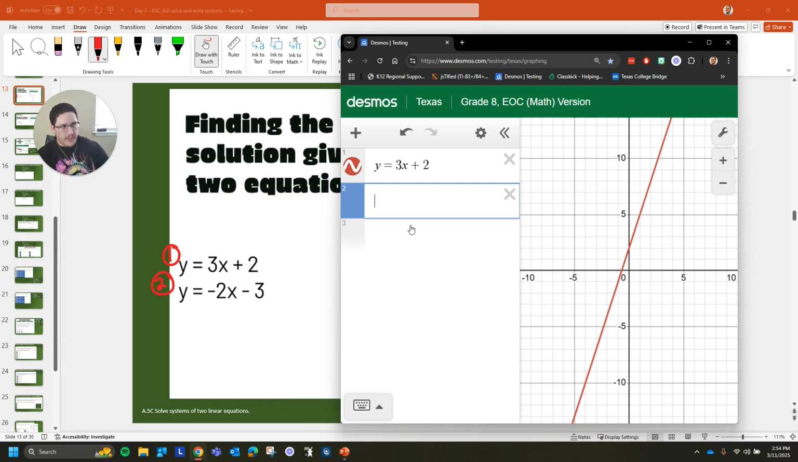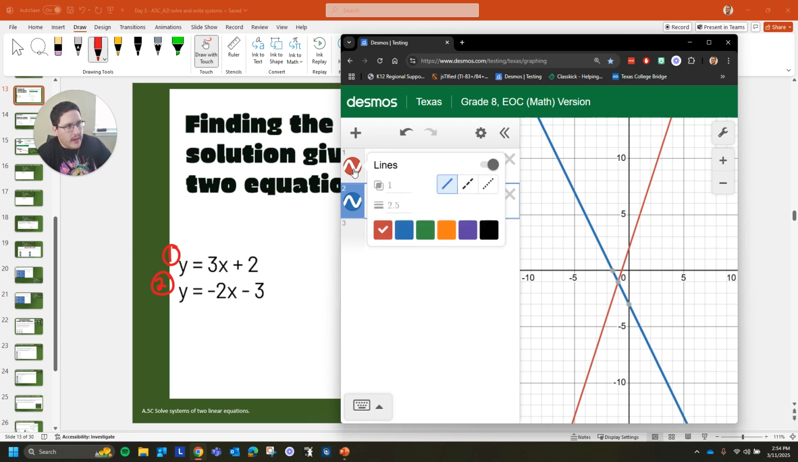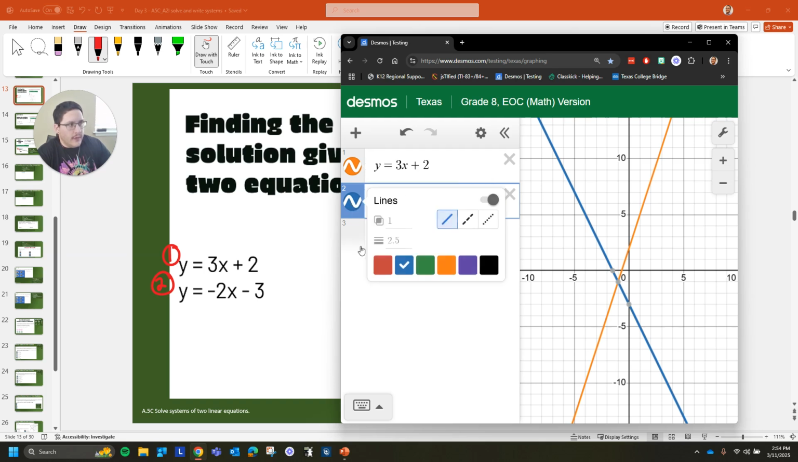The first one, we already put on the first line. Second one, do the same thing: y equals negative 2x minus 3. Okay, and you should have two different lines on there. If you want to change the color, you can just click and hold the color right here, and then change them to whatever color you want. I'll change mine to orange and blue.